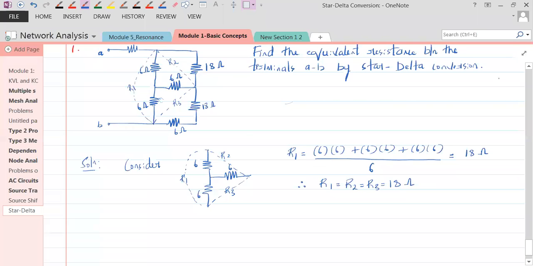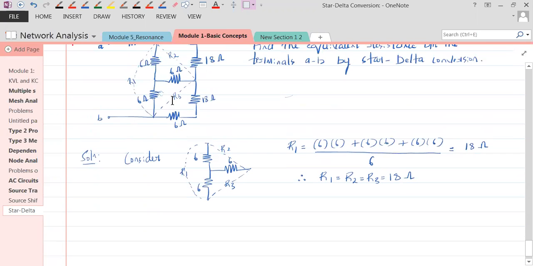So see here, in the place of 6, 6, 6, we will have this R1, R2, R3. So you can name them in the dotted path. That's not given. R1, R2, R3 is something that we have marked. So therefore, after conversion, the network becomes.